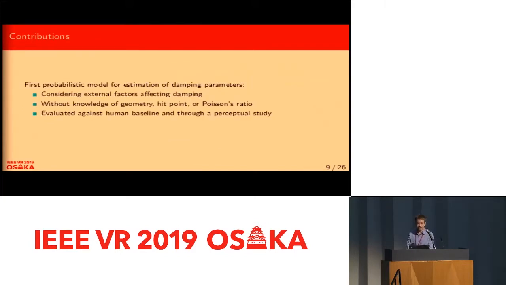And so we present the first probabilistic model for estimation of material damping parameters while taking into consideration these external factors which can affect damping. Our method does not require knowledge of the object's geometry, the hit point, or the Poisson's ratio. We perform our evaluation by establishing and comparing against a human baseline as well as through a perceptual study.